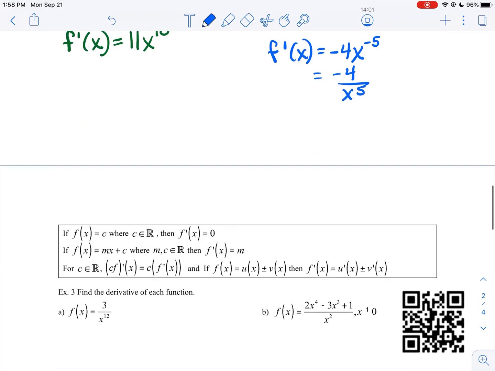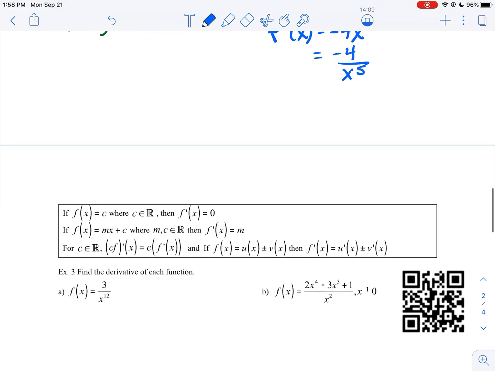All right, so here's a few other things about derivatives. If f of x is a constant, then f prime of x is 1. Or excuse me, f prime of x is 0. And if f of x is mx plus c, then the derivative is just going to be m. And if you have a constant times a function, you can just make it the constant times the derivative of that function. If you have addition and subtraction, you can just do the derivative of their individual additions and subtractions.